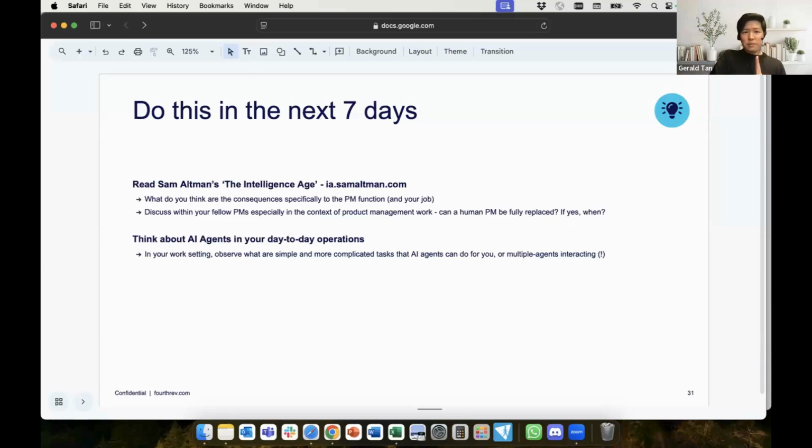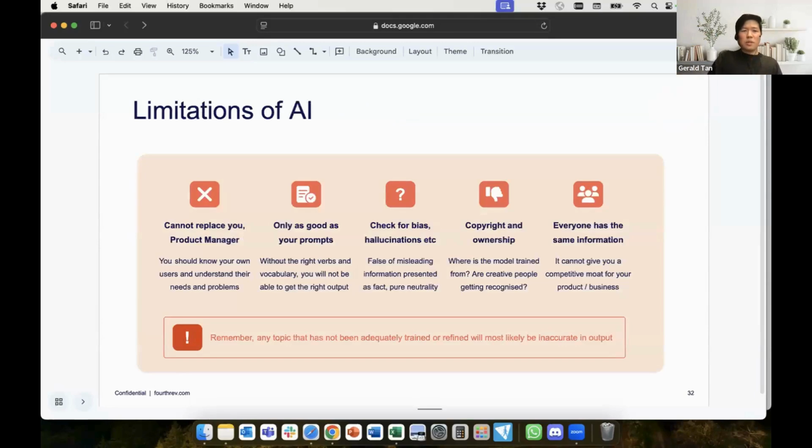And on this note, I want to end on a just-be-wary note. AI is not perfect. There are still a lot of limitations, and I want you to be aware of them. Starting with, I personally don't believe it can replace you, Mr. or Miss Product Manager. You should really know your own users better, and you really need to understand your user problems, because there is no substitute, no excuse, right?